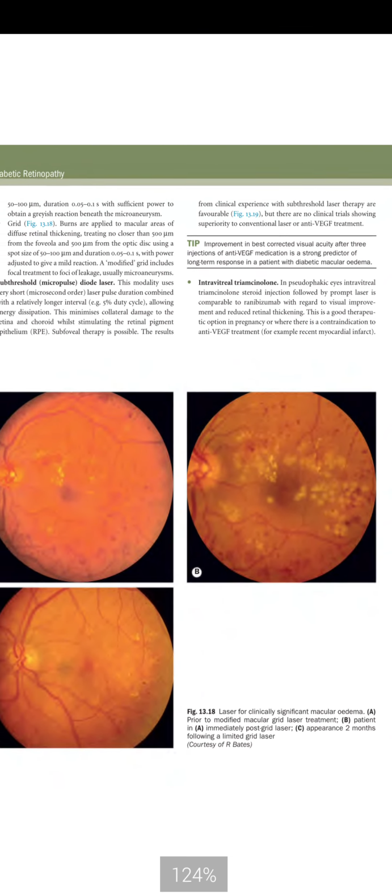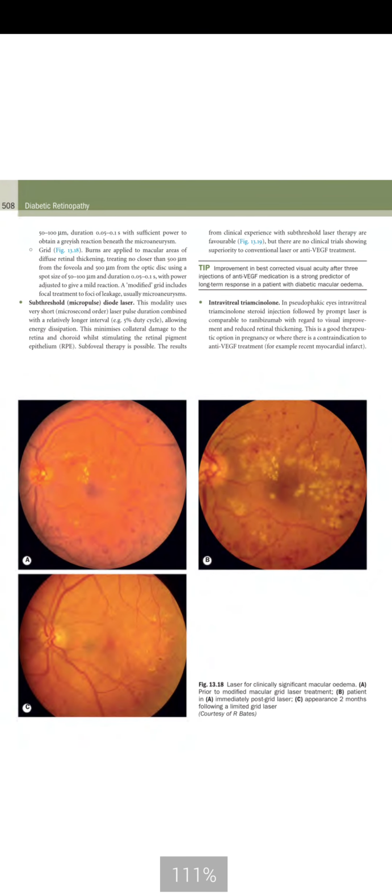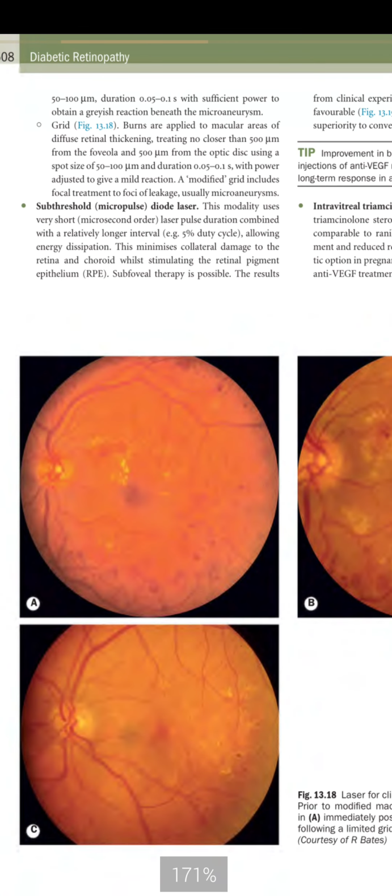So this is a laser for clinically significant macular edema. A is showing the appearance prior to modified grid laser, and C is showing the appearance after 2 months. You can see that there is macular edema and there is hard exudate.